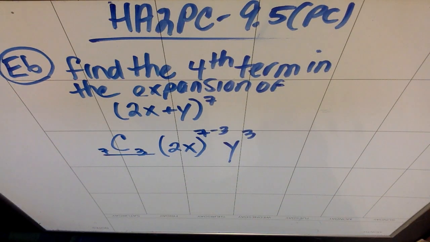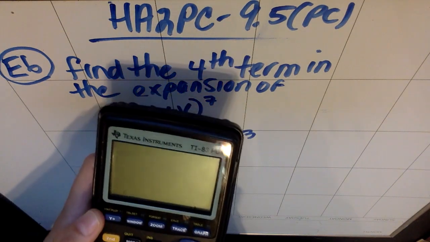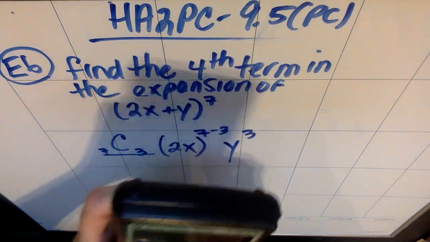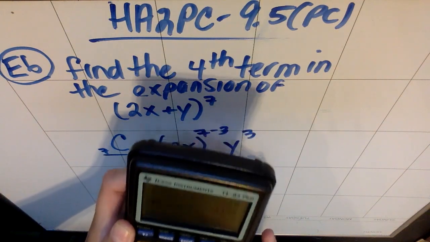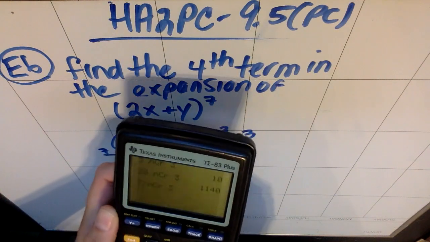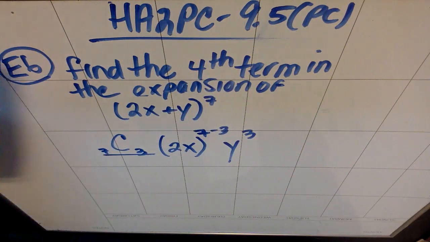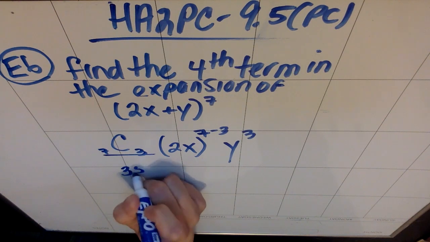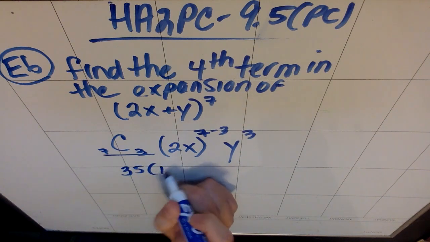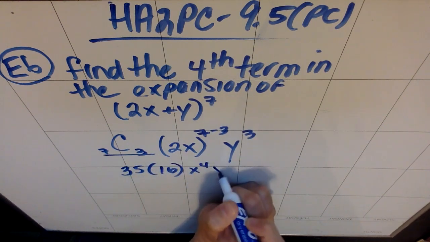So I'm going to use my calculator to do 7 choose 3. Now I already did 20 choose 3 a second ago, so I'm going to hit second enter like a lazy bum. So second enter, and I'm going to replace the 20 with a 7, because that seems easier. So 7 choose 3 is a 35. I'm going to get that this is 35 times the 2 to the fourth, which is a 16, times an x to the fourth, times a y to the third.